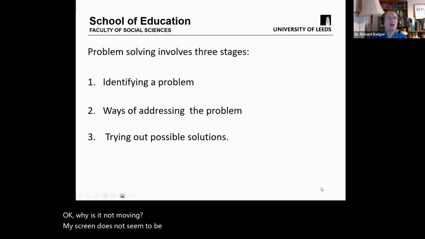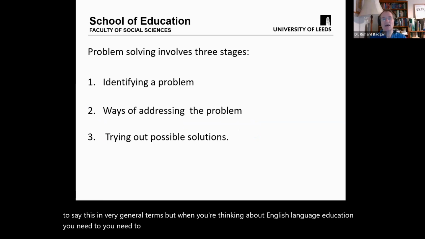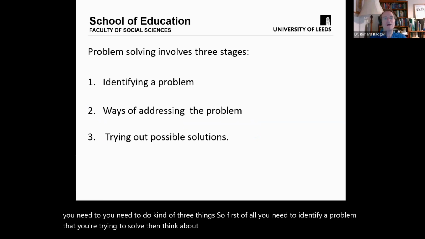Okay, that's great. So what I'd like to say is, in very general terms, that when you're thinking about English language education, you need to do three things. First of all, you need to identify a problem that you're trying to solve, then think about ways of addressing that problem, and then you try out some possible solutions.